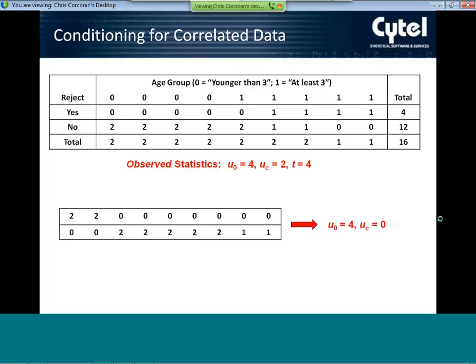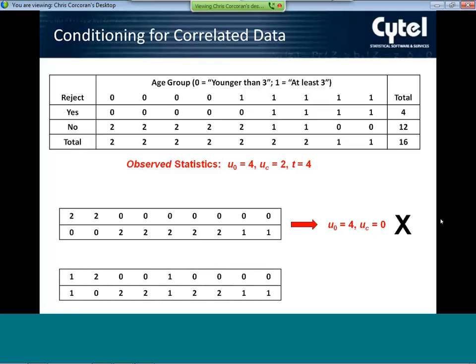But you can see that the correlation statistic is equal to 0, which is not equal to the observed correlation statistic. And so in other words, that's not a table in the reference set. So that's not a table we consider for computing the exact p-value. Now here's another table. This table also gives us a number of rejections equal to 4 across all these kids, but in this case, the correlation statistic is equal to 2, which is the same as the observed table. So this table is in the reference set.